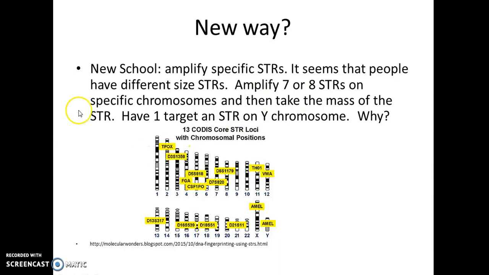So what we're going to do is take a look. Now, these STRs are of different sizes in different people. You're going to amplify 7 or 8 of these through PCR and take the mass. And then you'll have an STR on a Y chromosome, because if you have a Y, then you're a male. If you don't have the Y, then you're a female individual.